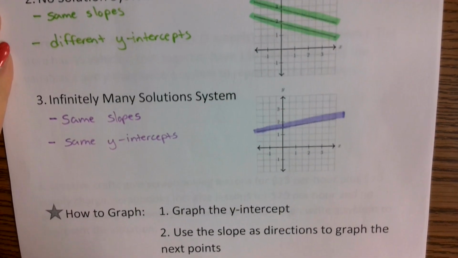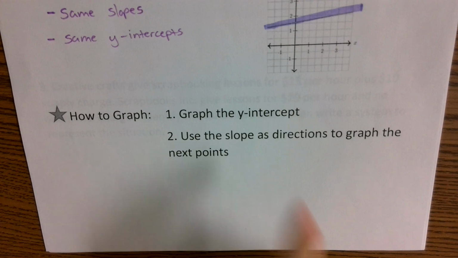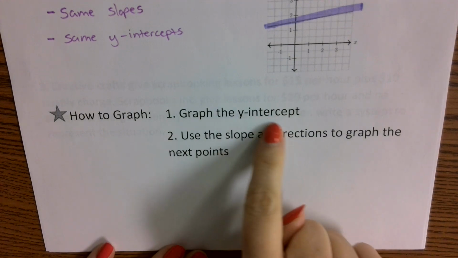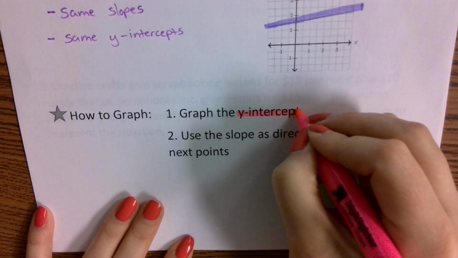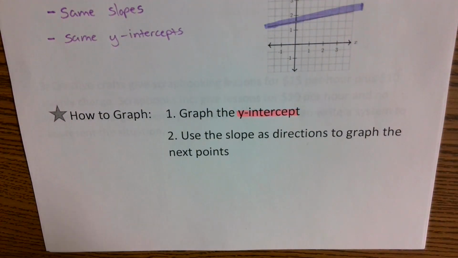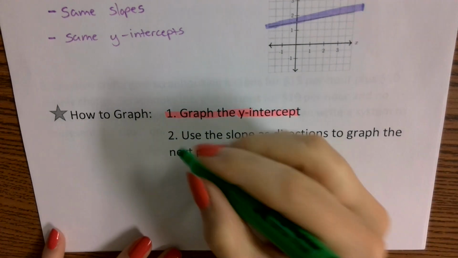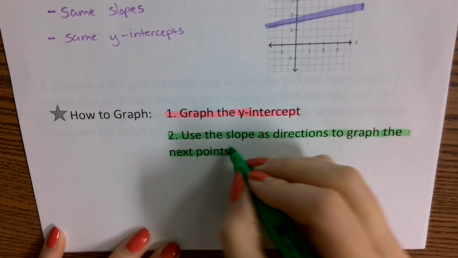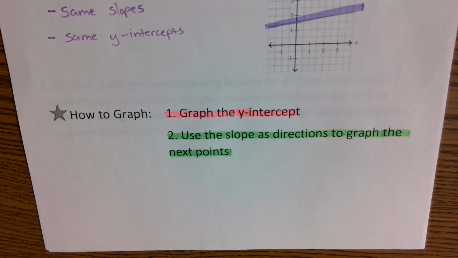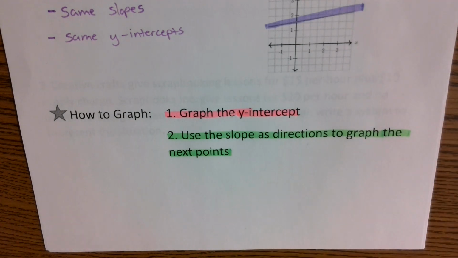Okay. Now, as a quick reminder, once again, how we graph. We always start by graphing our y-intercept first. That's the point that crosses the y-axis. That's what we want to do first. And then the next thing is to use the slope as our directions to move to the next point. I'm going to keep reiterating that to you guys over and over again. Slope is a direction for you. Slope is not a point itself. It just tells you how you're going to move.